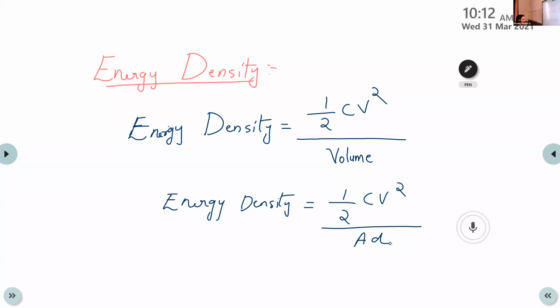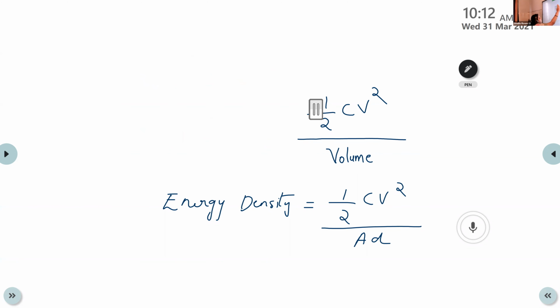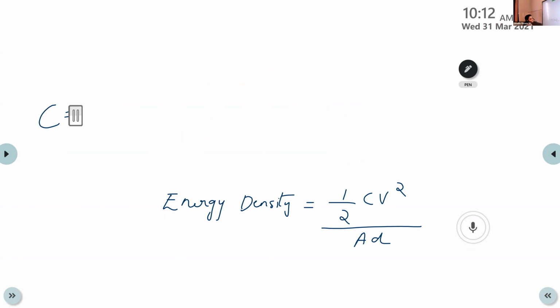And here we can make one more substitution. What is the capacitance of a capacitor if the medium of separation between them is air? Here we are considering a capacitor separated by a distance of D. Then what is the value of C?